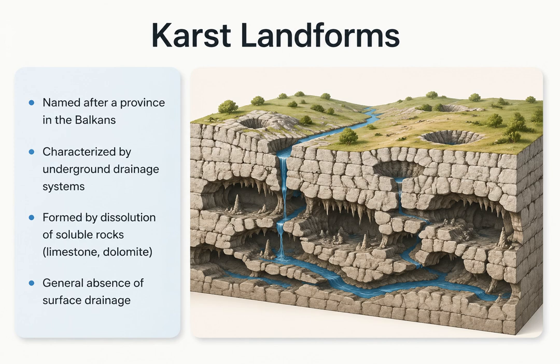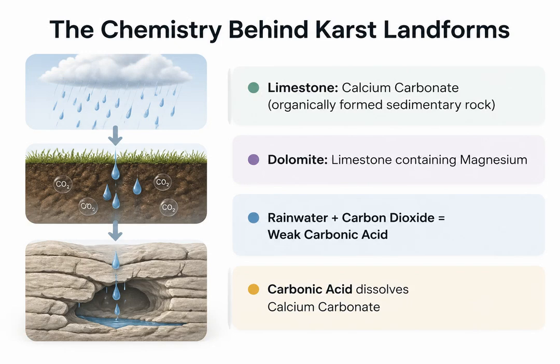Instead of rivers flowing over the ground, water dissolves soluble rocks like limestone and dolomite, creating a hidden world of sinkholes, fissures, and caves beneath the surface. To truly understand how these underground networks form, we need to look at the chemistry. Pure limestone is made of calcium carbonate, an organically formed sedimentary rock. When magnesium is present, we call it dolomite.